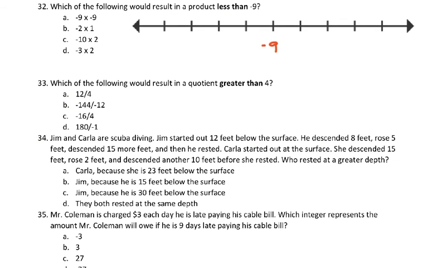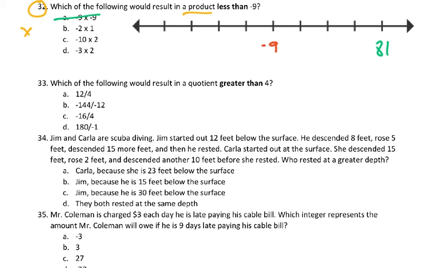All right, let's look at 32. Using a number line, it says, which of the following would result in a product? Remember, product means times, less than -9. So all these are multiplication problems. The first one says -9 times -9. That gives you a +81. So that's way up here somewhere. So that's not less than -9.